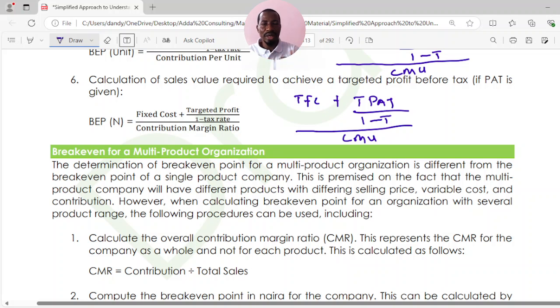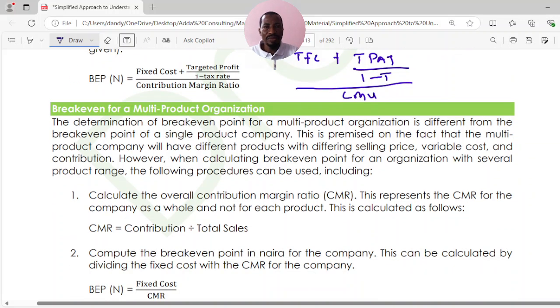So you are less concerned with any of the products. The focus is the organization as a whole. So you are computing contribution margin ratio for the entire organization, meaning that the total contribution margin for the organization divided by the total sales for the organization. So that will give you the contribution margin ratio. That's step 1.